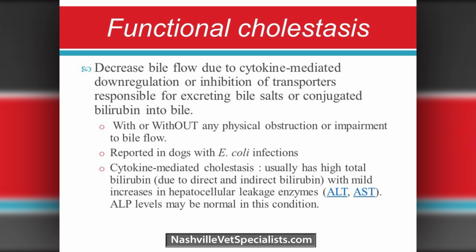And then what's functional cholestasis? You don't always have to have the gigantic gallbladder with a stone or pancreatitis. Literally there is a functional cholestasis, and that is one that people forget all the time. When you have high bilirubin and really severe inflammatory disease, it's because there's decreased bile flow due to cytokine-mediated downregulation or inhibition of transporters responsible for excreting the bile salts or conjugated bilirubin into the bile. So you don't have to have a physical obstruction.